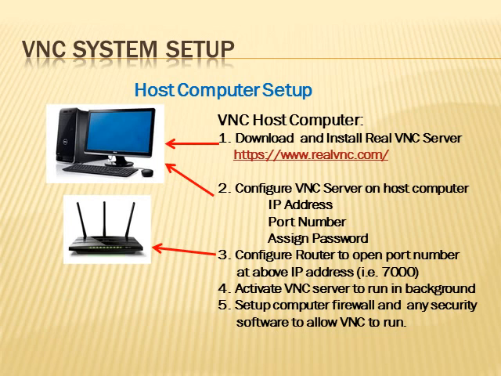There are a lot of good websites about setting up VNC server on the host computer, which may be valuable to you. Thirdly, we configure the router to open the port number at whatever the above IP address is, and you can select whatever port number you want. For example, it's a 4-digit number, and in this case, we're just for example setting up 7000 as a port address. Next, we need to activate the VNC server on the host to run in the background, so that whenever you want to connect into it, the VNC server is running.